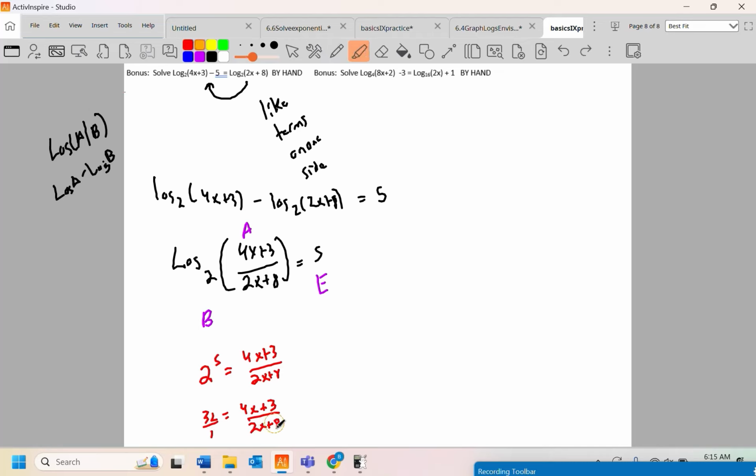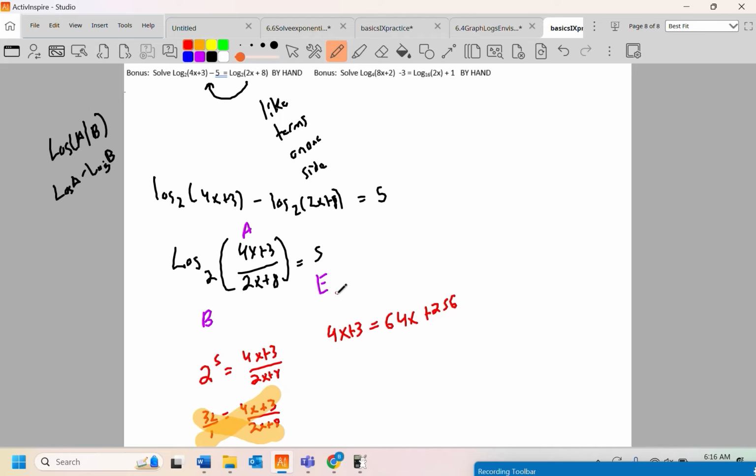I'm going to do something called cross multiplication. So 1 times 4x plus 3 is 4x plus 3. 32 times 2x is 64x, equal because there's an equal to symbol. 32 times 8 is 256. And then I'm going to put x's on one side, numbers on the other.